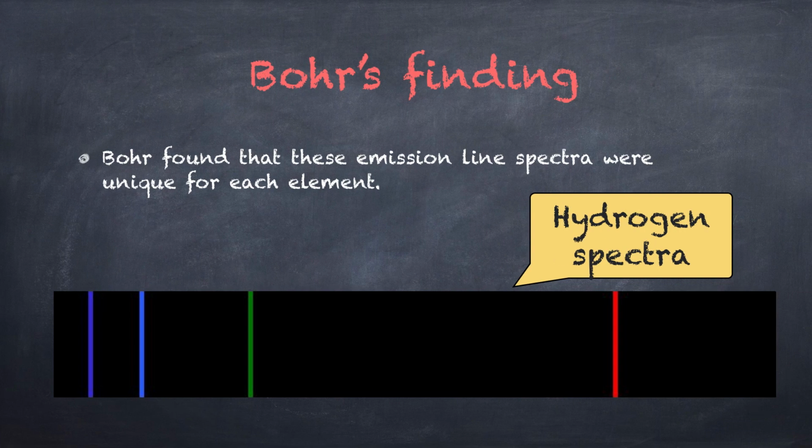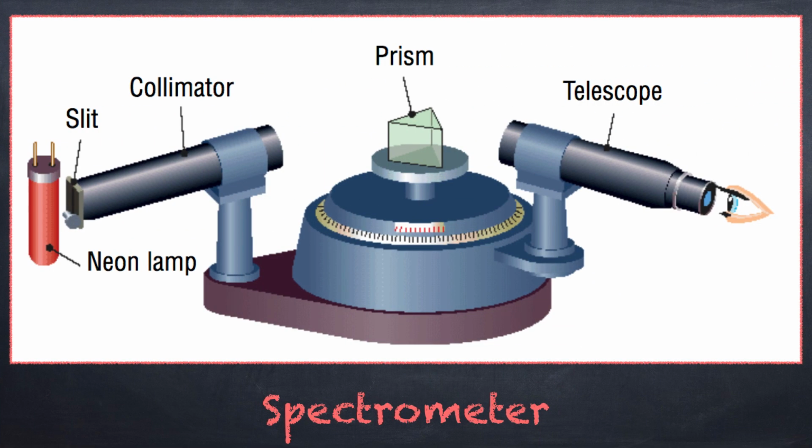Bohr tested this out on a number of elements and found that each element produced a unique line emission spectra. A spectrometer is a device used to study spectra.